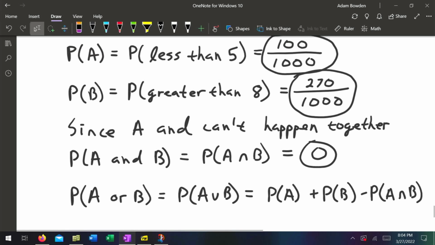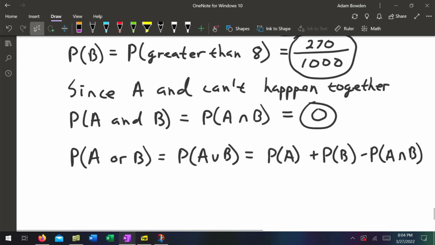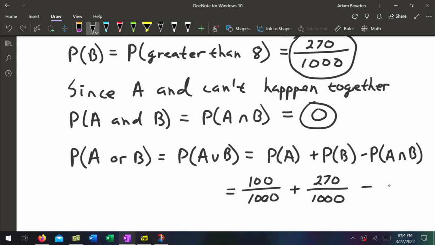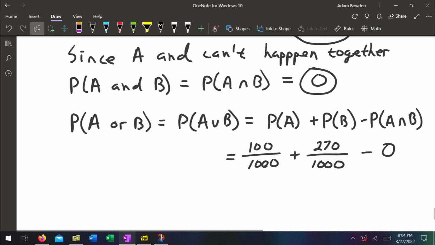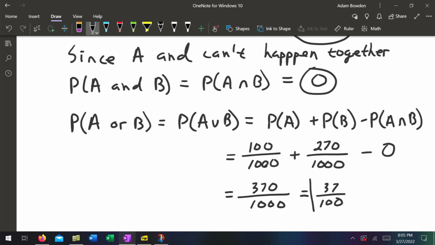So we have those probabilities above. For the probability of A, that's 100 over 1,000 plus 270 divided by 1,000. And since they can't occur together, the probability of intersection is 0. And so when you put those numbers together, it adds up to 370 over 1,000, or reduced down to 37 over 100.